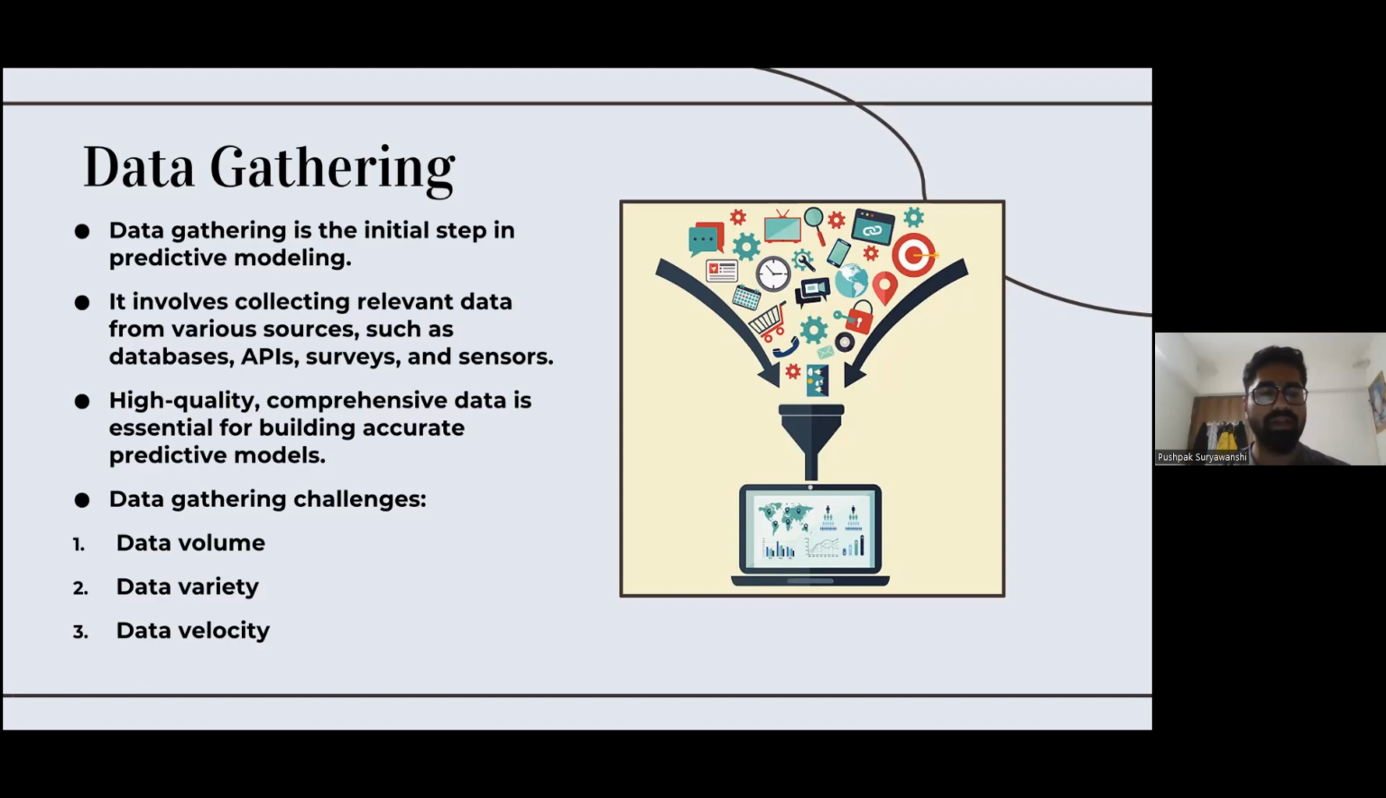Then the last challenge is data velocity. This is the speed at which data is produced in real time, which adds up to a lot of data. That is a real challenge. These are the three V's of big data, which we need to consider while doing data analysis. For the analysis of big data, these three V's are very important and need to be taken into consideration.